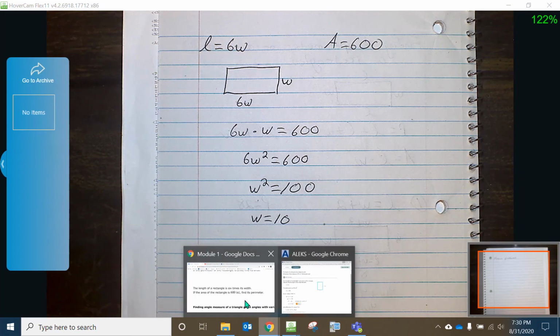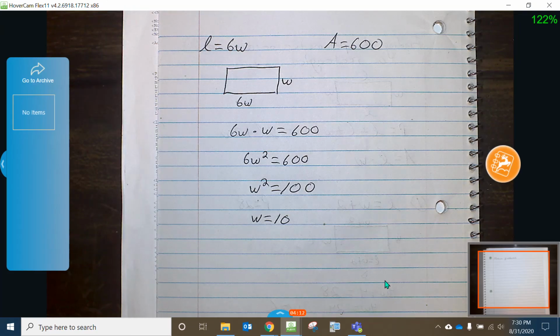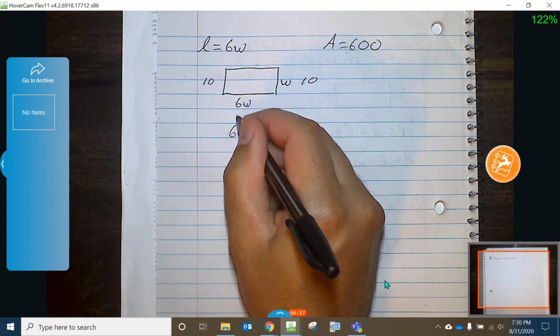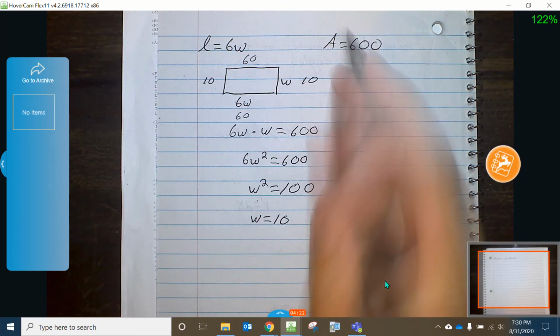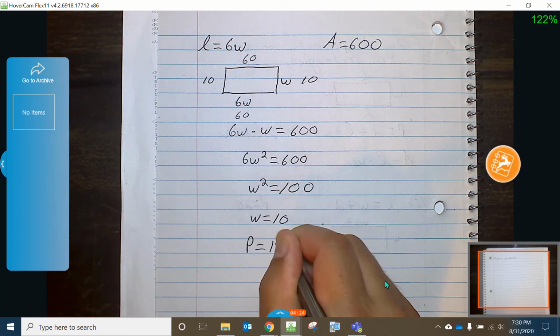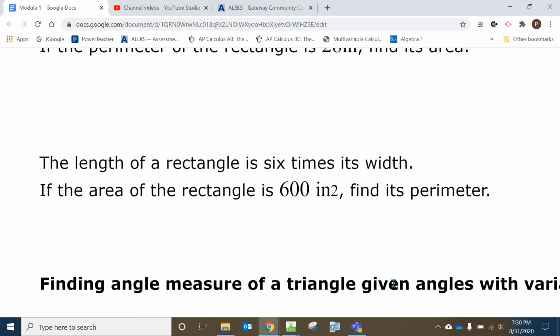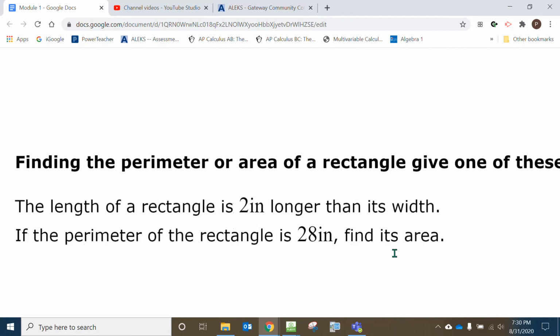And the question was, find its perimeter. Okay, so if W is 10, we have 10 here, 10 there. 6 times 10 is 60, and 60. So 60, 120, 130, 140. So the perimeter equals 140. I think we're dealing with inches here, but let's see. Yep, we're dealing with inches. 140 inches. And that concludes the section about finding the perimeter and area of a rectangle given one of these values.